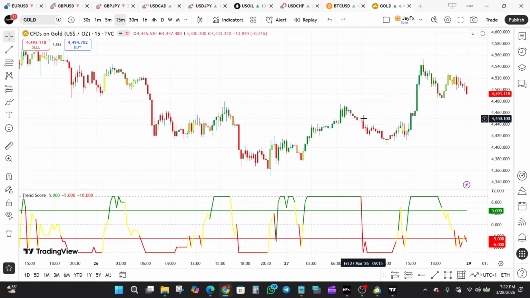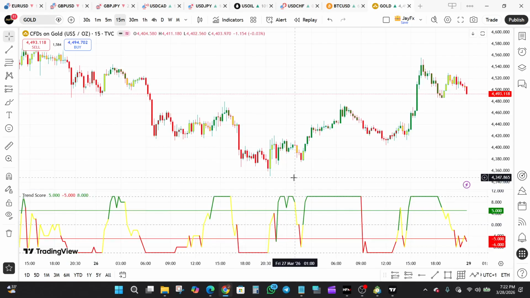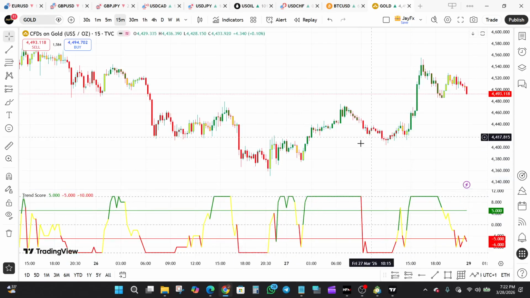Now if you observe carefully, you will notice that the indicator has an indicator window section below the chart, right? And you will also notice that in addition to the coloring of the line in the indicator window, the trend score indicator also paints the candlesticks depending on the current prevailing momentum.